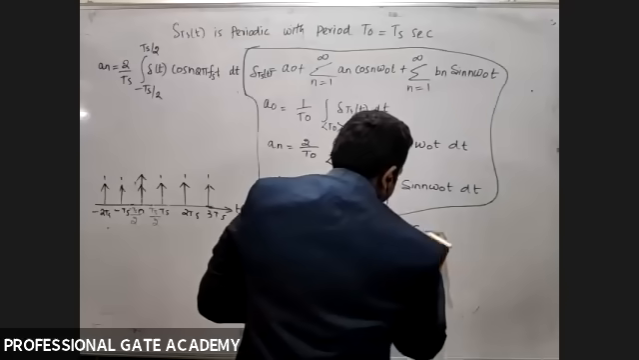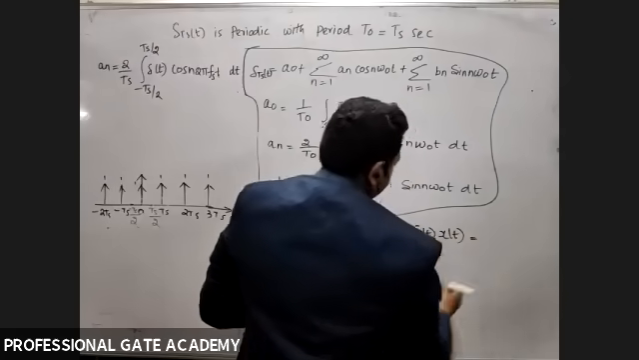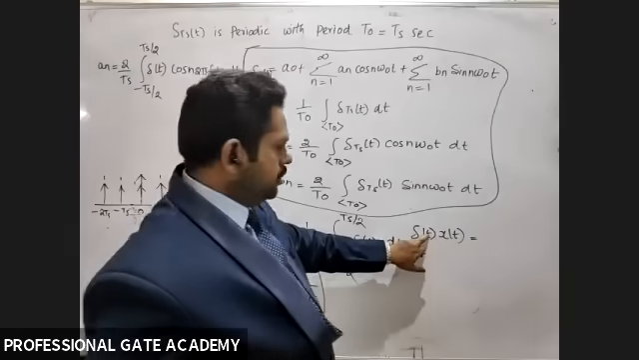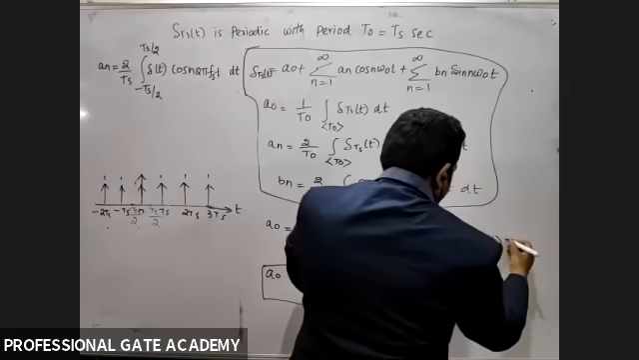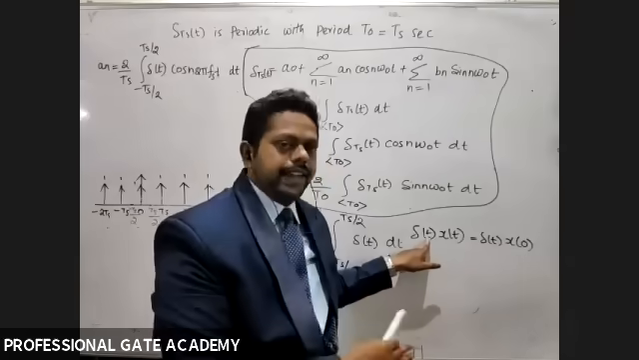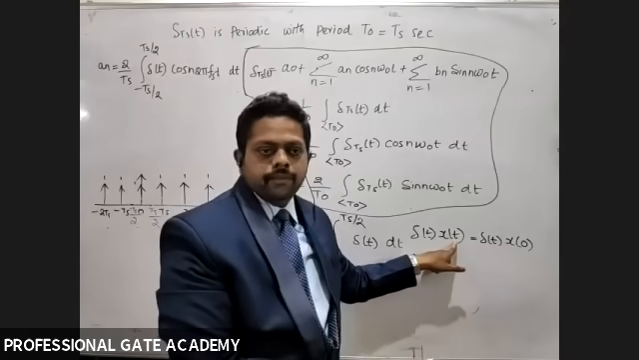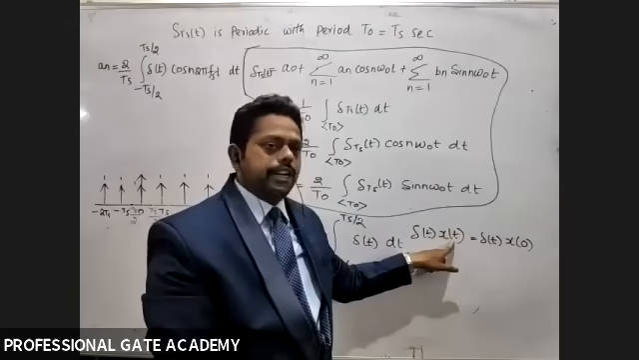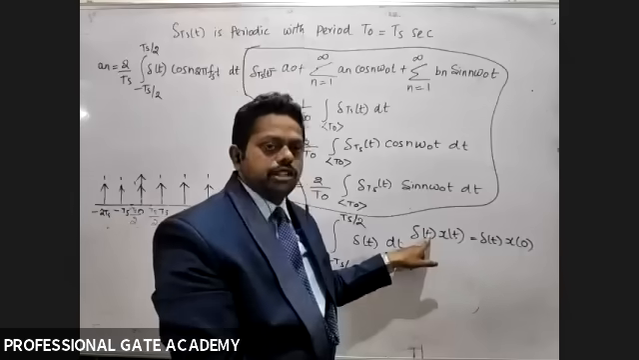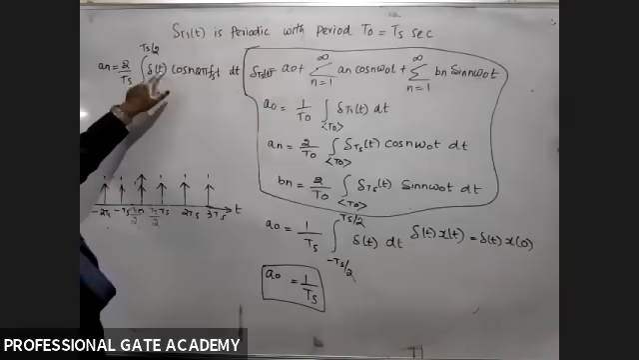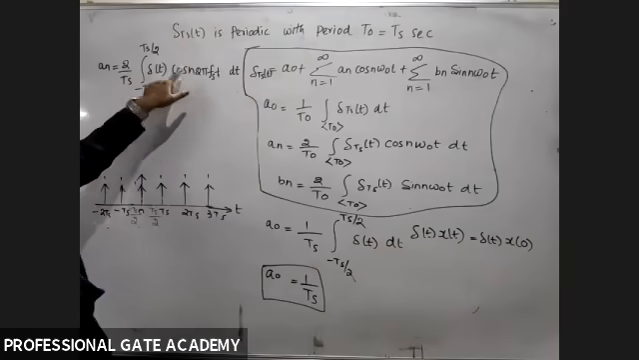Have you studied this property? Del of t into x of t, what is the answer? It is the basic property of the impulse function. Del of t is defined only at t equal to 0, so we can substitute del of t into x of 0. But x of t is defined from minus infinity to plus infinity, and to multiply both we have to take the common limit. Therefore, del of t is multiplied with x of 0. Similarly, now here we can substitute 0.